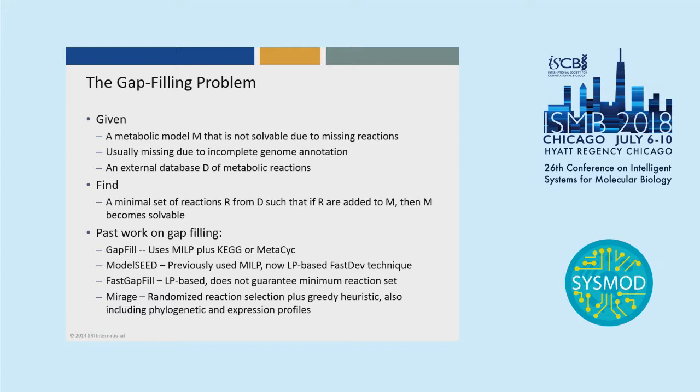The third and final input to the gap filling problem is an external reaction database that the gap filler will draw reactions from. So what the gap filler software tries to produce when it's solving a gap filling problem for a metabolic network, a metabolic model, is it tries to propose a minimal set of reactions, R, from this external database, such that if these reactions are added to the model, then the model becomes solvable.